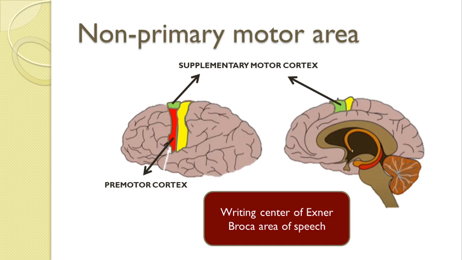The writing center of Exner, which coordinates writing movements, is included in the non-primary motor area. Similarly, Broca area, which is concerned with speech production, is also part of non-primary motor area.